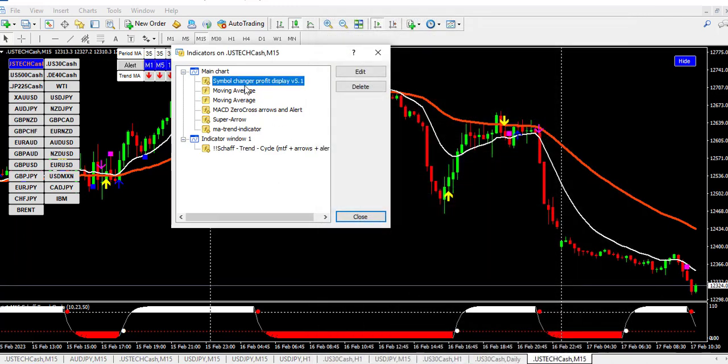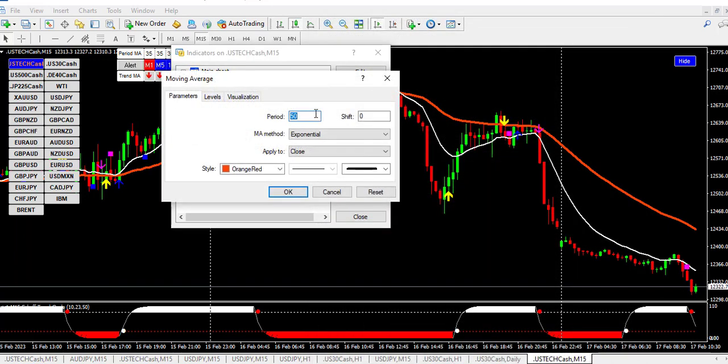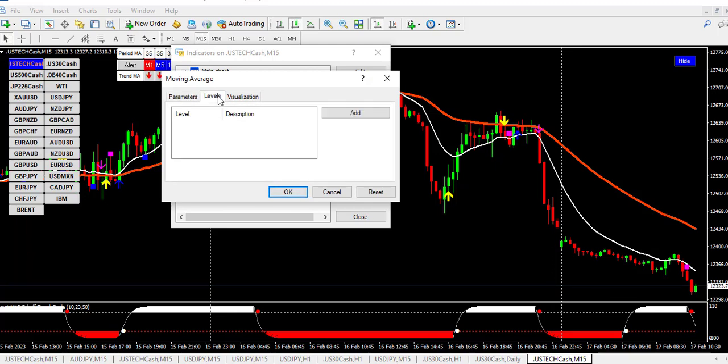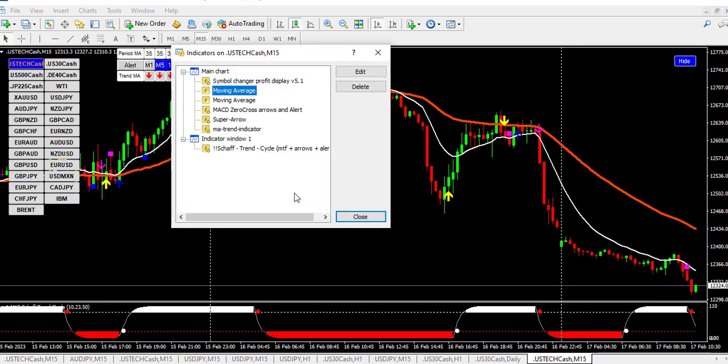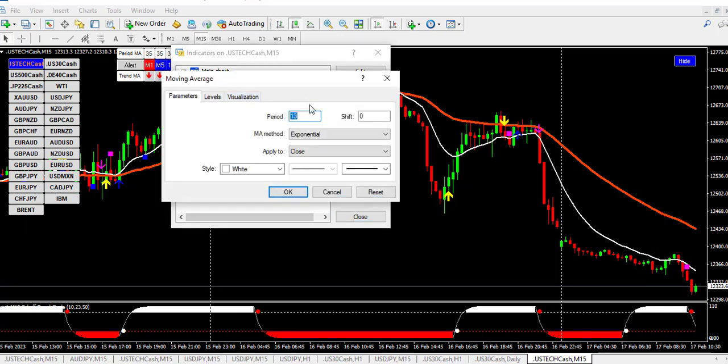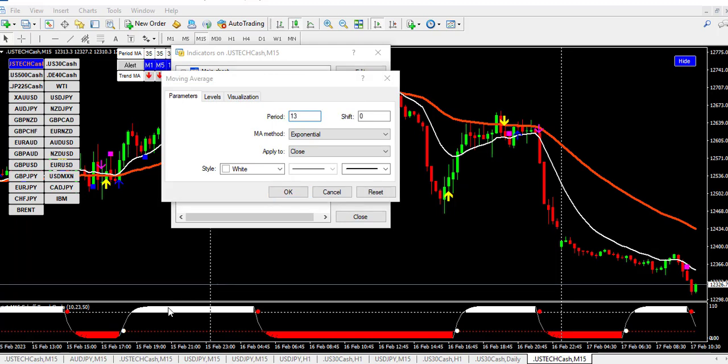So the next indicator here is moving averages, and I use 50 exponential. Method is exponential, and I use orange red for this particular indicator. So there's nothing to change under the level. This is what you need to change. This is 50. And the next indicator I use is a moving average also, which is 13, and the color is white. This white color on my chart is the EMA 13.